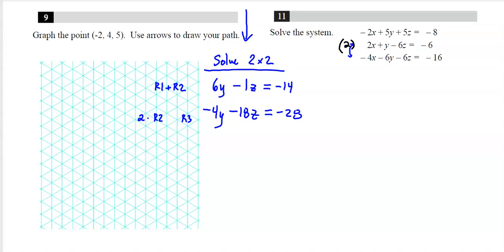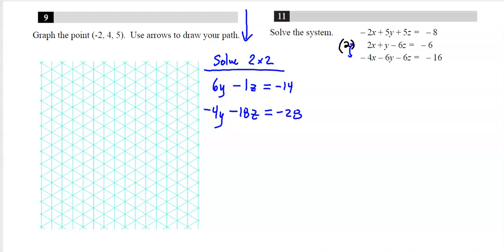So I'm looking at this 2 by 2 and I'm like, all right, how can I solve you? Who can I eliminate? Well, I could multiply the top row by negative 18 and I could get my z's to eliminate.